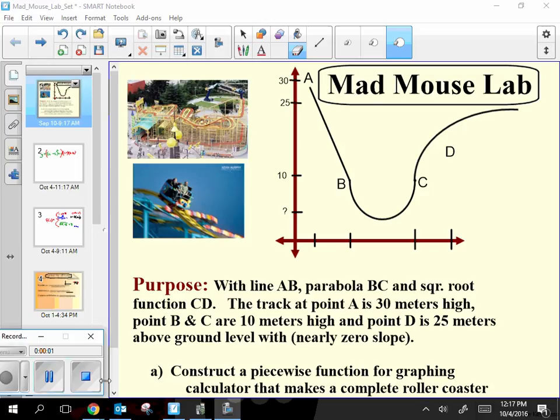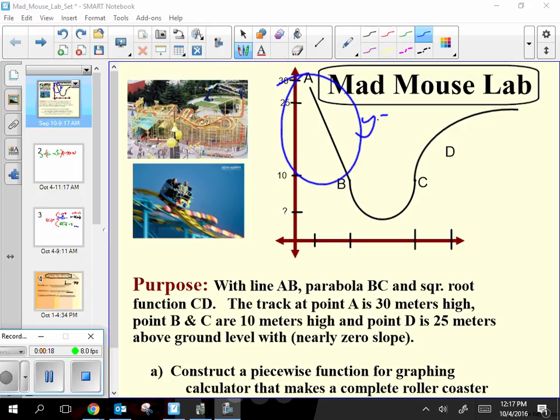Okay, today is the description of the Mad Mouse lab. The Mad Mouse is a roller coaster, and so we are going to make a very simple little roller coaster, which is going to be made up of three functions. A line that's heading downwards. Can anybody give me the equation? Y equals negative x. That's a line that's heading downwards.